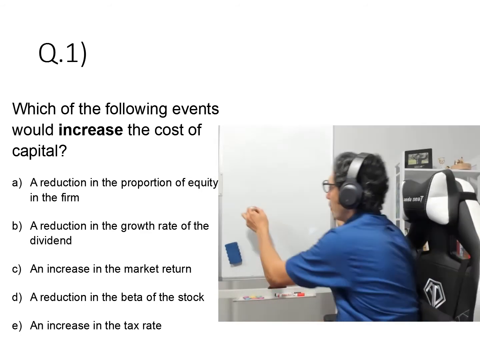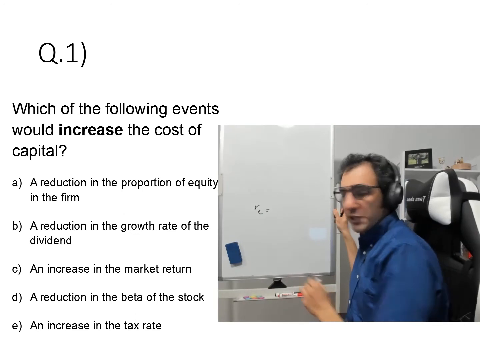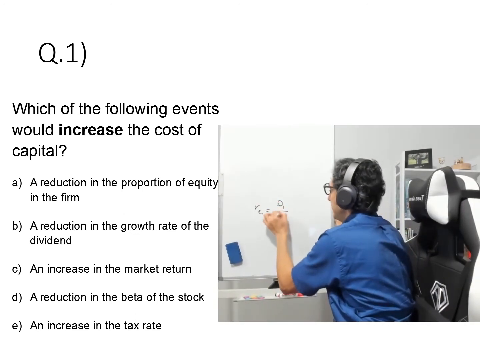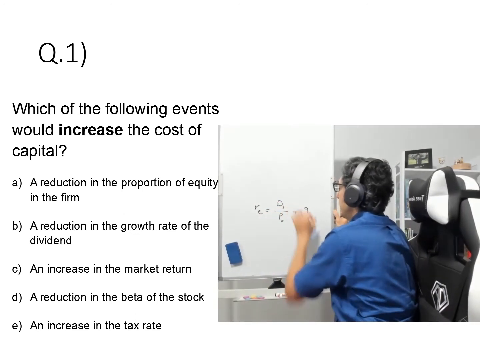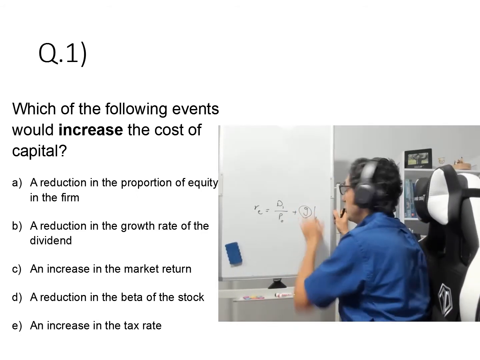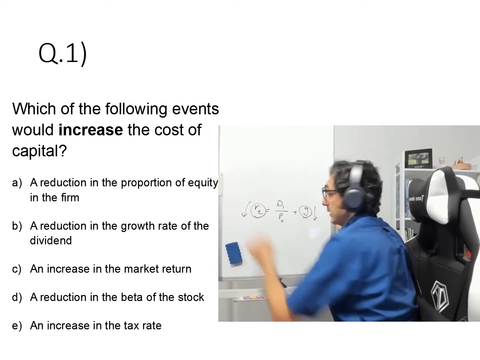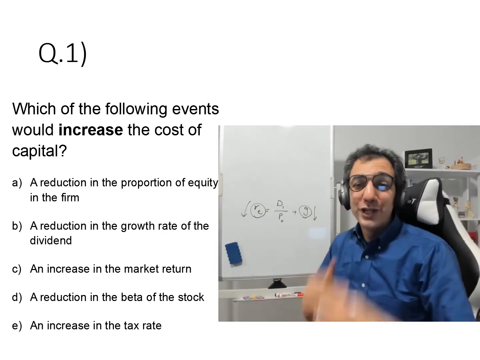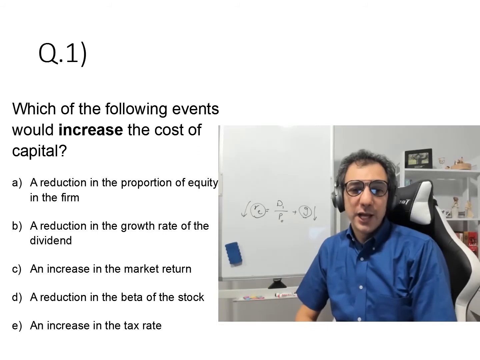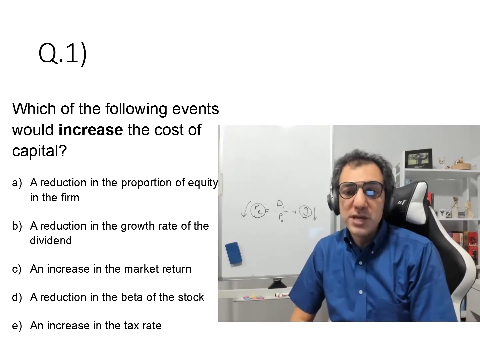So we learned that one way to calculate the cost of equity is using the DDM or dividend discount model, which was based on the dividend yield and the dividend growth rate. So in this case, it's saying reduction in the growth rate, which means g is going down, which means the cost of equity will go down. However, we are looking for the increase in the cost of equity or the increase in the cost of capital. So the answer shouldn't be B.